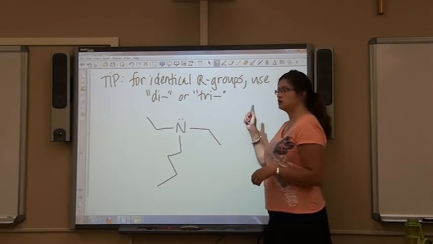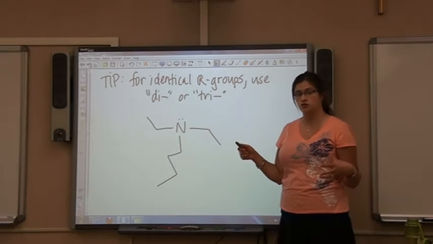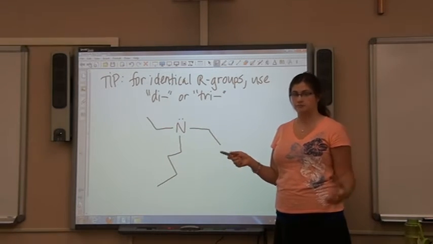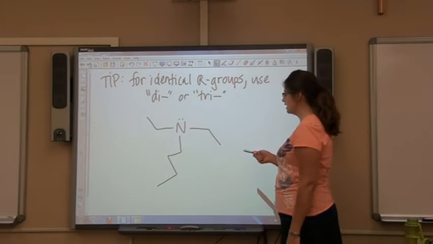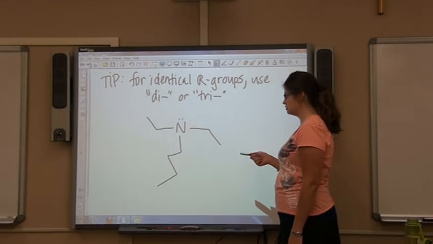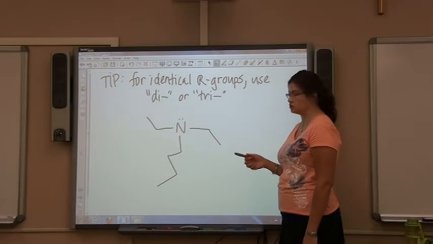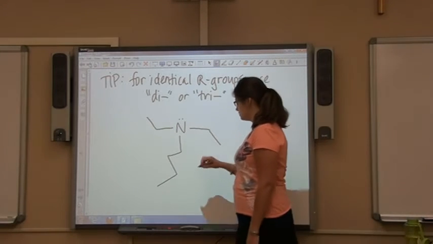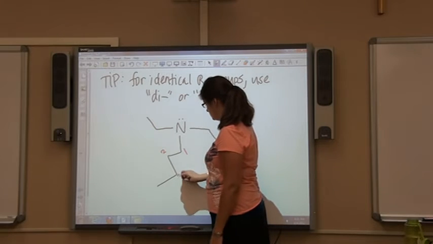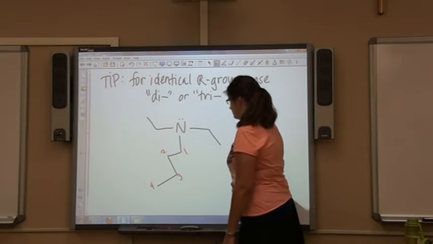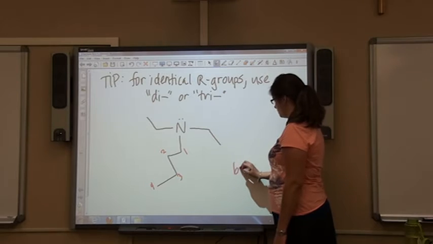Okay. And now here's my tip. If you have identical R groups, just use di or tri. So what kind of amine is this? Primary, secondary, or tertiary? Well, there are no H's. That means it must be tertiary. Okay, so I'm going to find my longest carbon chain that's attached to the N, and that's a 4-membered chain. So I'm going to call that butanamine.